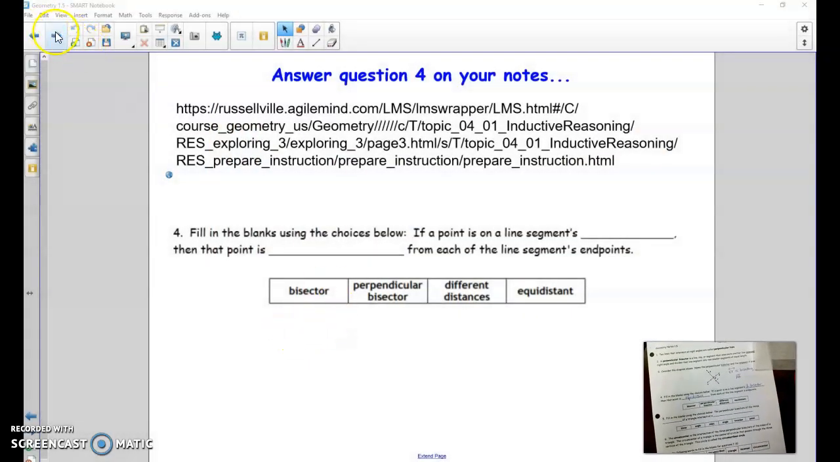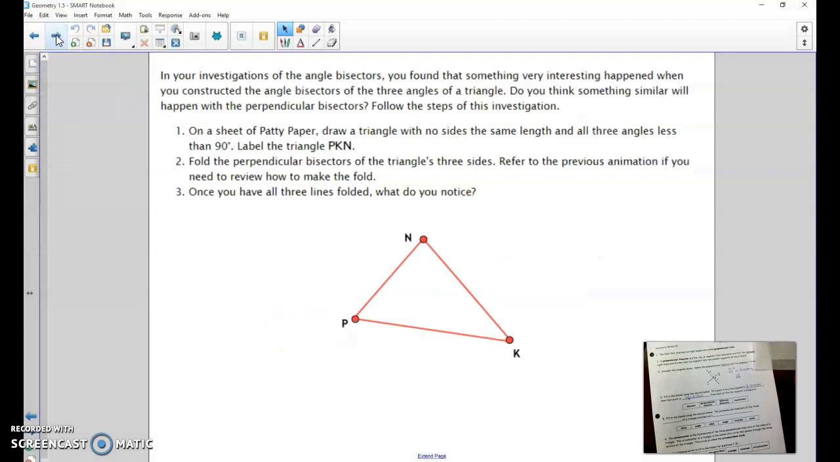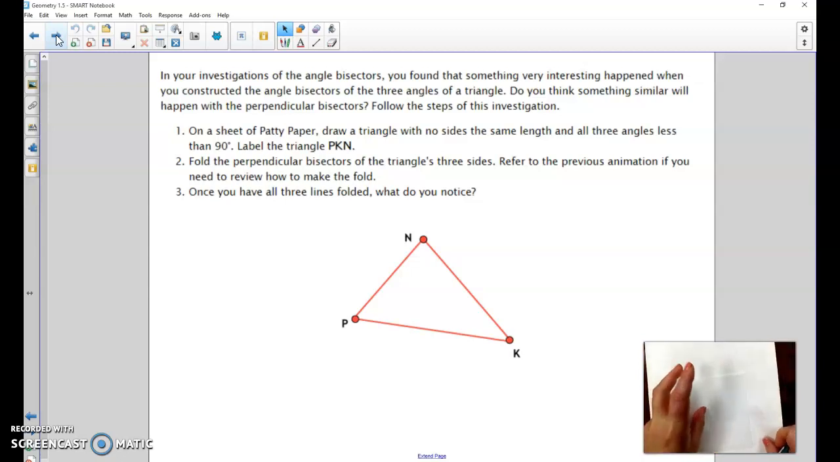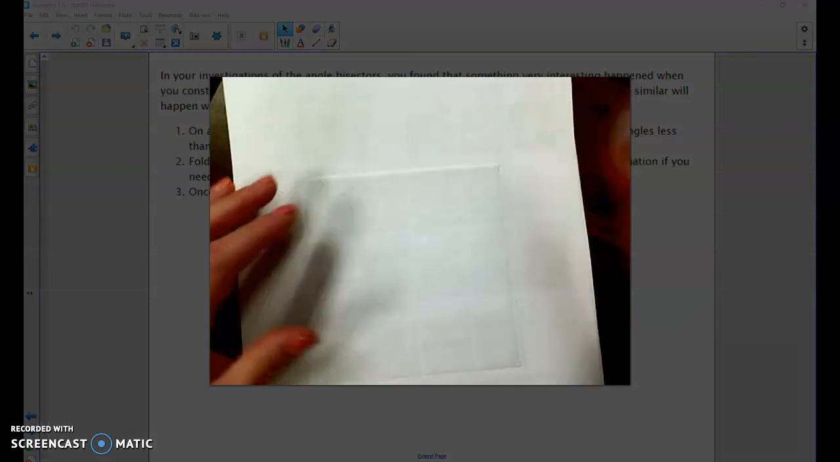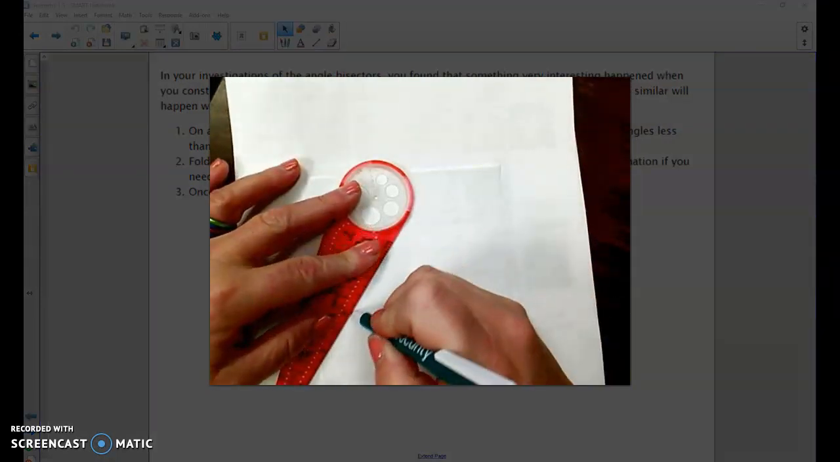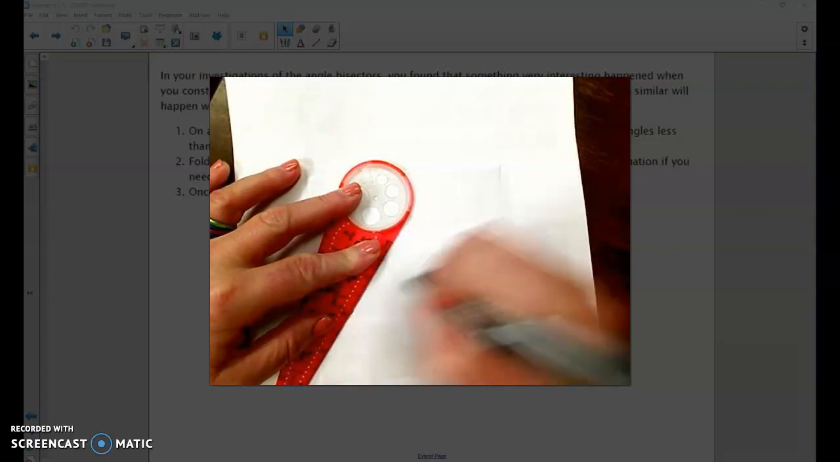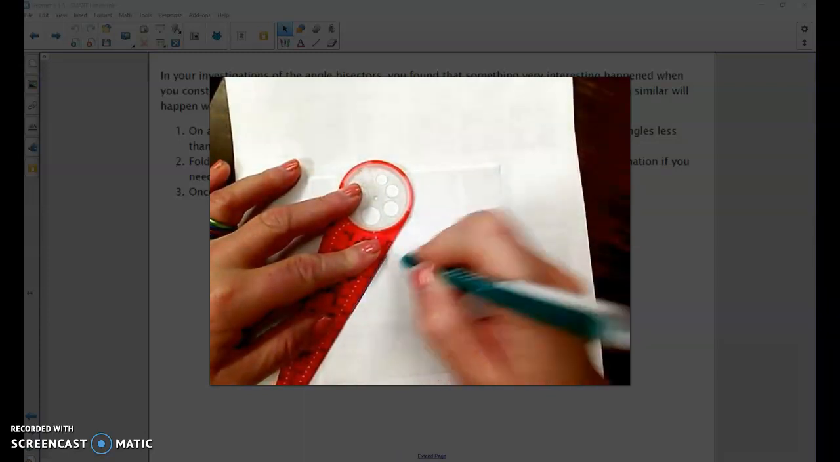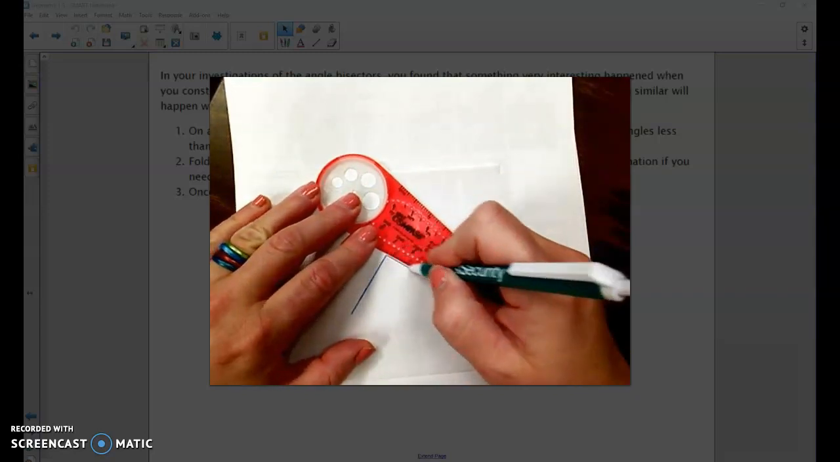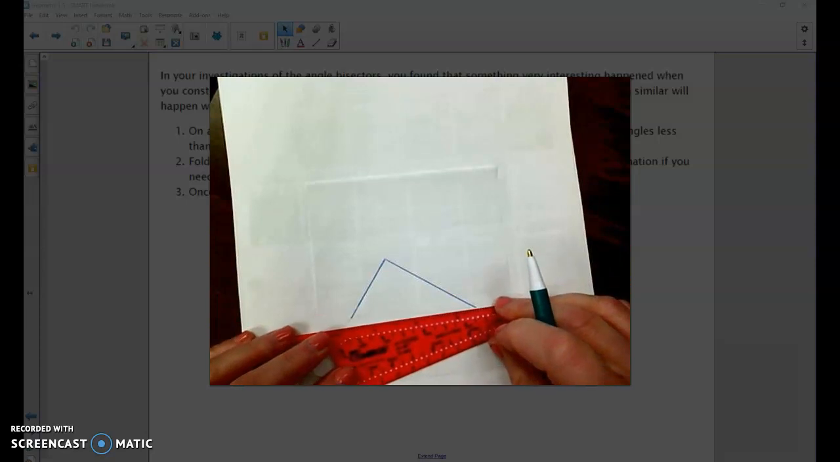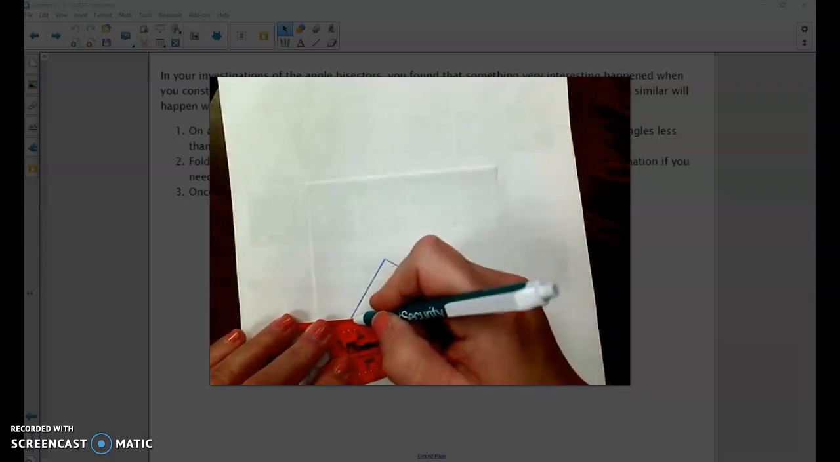All right, so now we're going to look at a different sheet of patty paper. So if you'll get out your third sheet, and again I'll turn this upside down so you can have a blank surface to look at, you're going to draw a triangle. Now you're not trying to make an equilateral or isosceles or anything like that. We just want a triangle with theoretically 3 different side lengths. So I'm not going to measure, I'm just going to draw a triangle, and I'm not trying to make any of the side lengths the same length.